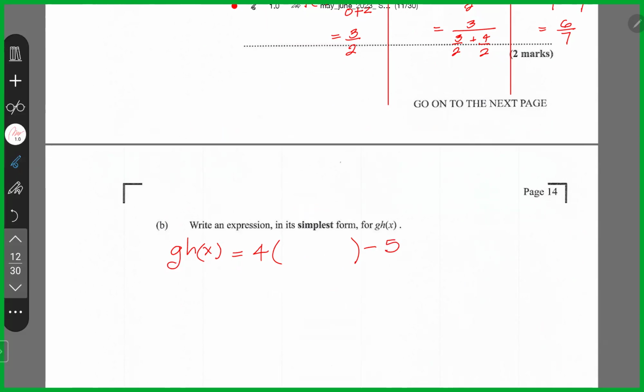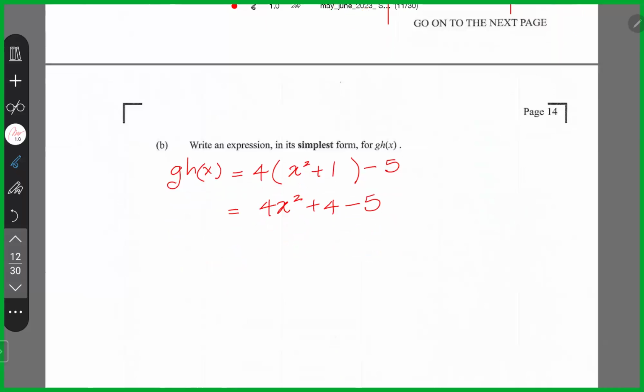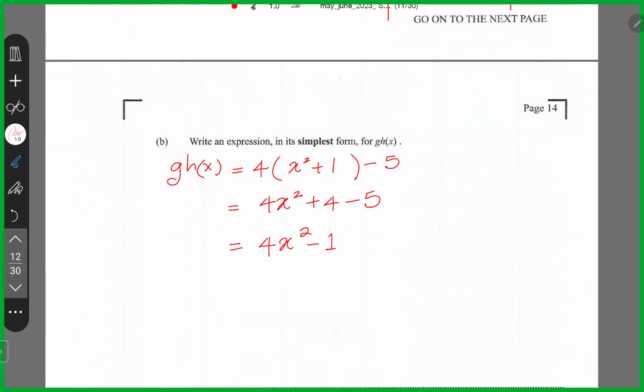But anywhere in g that I see x, I'm going to replace x with h of x, which is x squared plus 1. Distributive law to simplify. 4 times x squared is 4x squared. 4 times 1 is 4 minus 5. And so g of h of x in its simplest form is 4x squared minus 1. 4 minus 5 is minus 1.